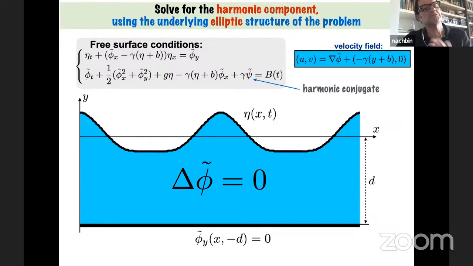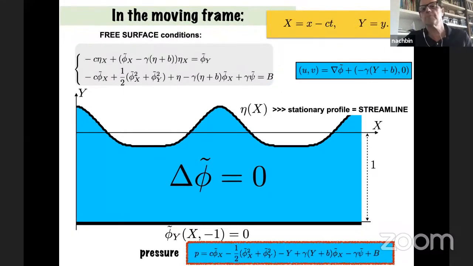Okay, so this is again the setting of the problem, but now we're going to put ourselves in the moving frame, because that's where everything gets slightly simplified, to prove things and to do computations. So we have a traveling variable capital X, and capital Y is just the same as Y. And here we have the kinematic condition and Bernoulli law written in traveling coordinates. The capital B, which I forgot to mention, is the Bernoulli constant. We have to keep it there.